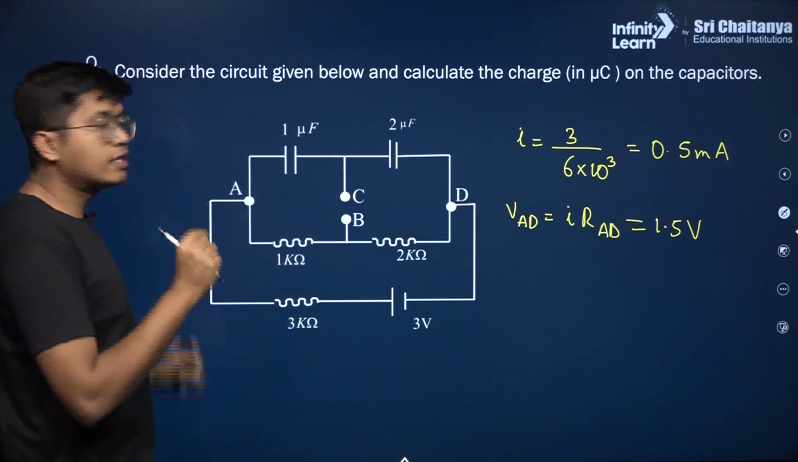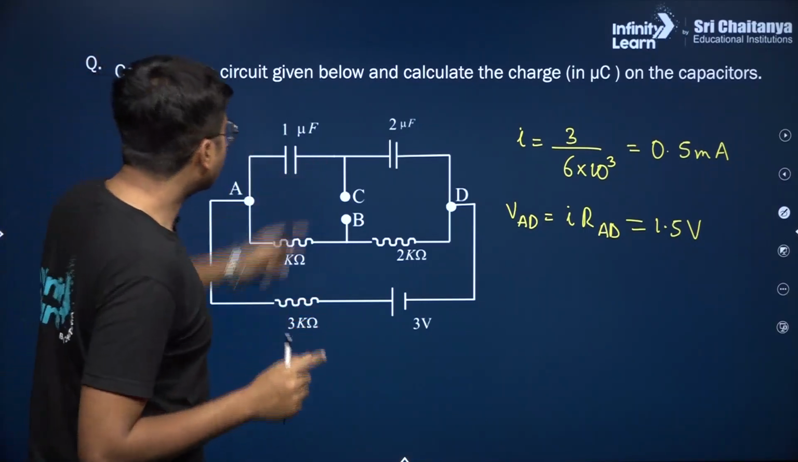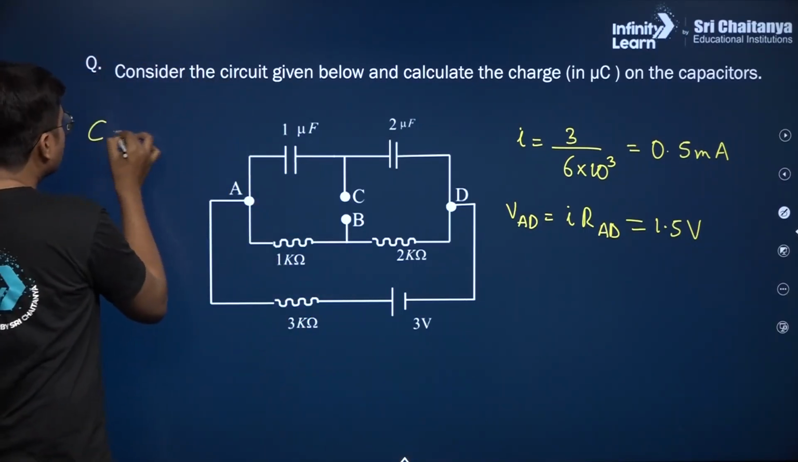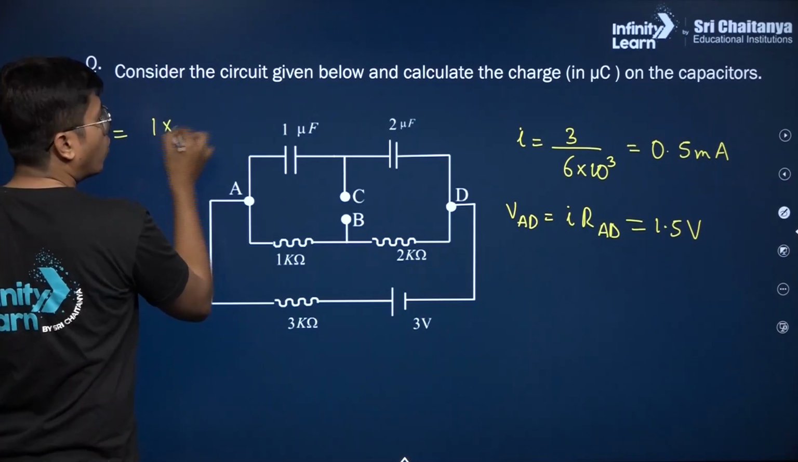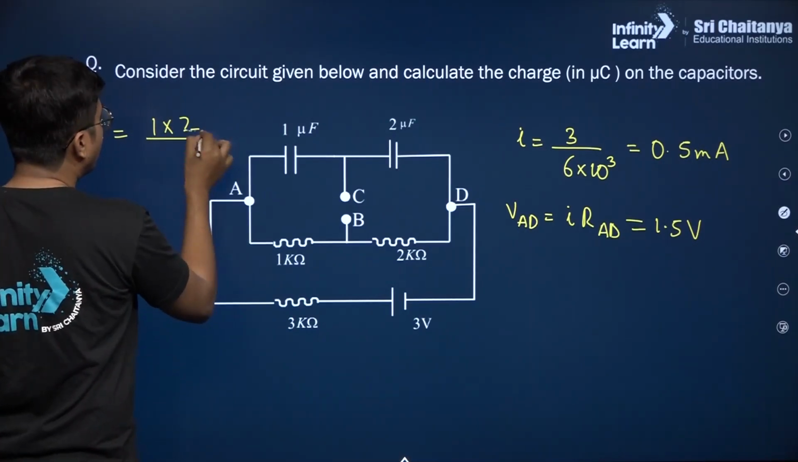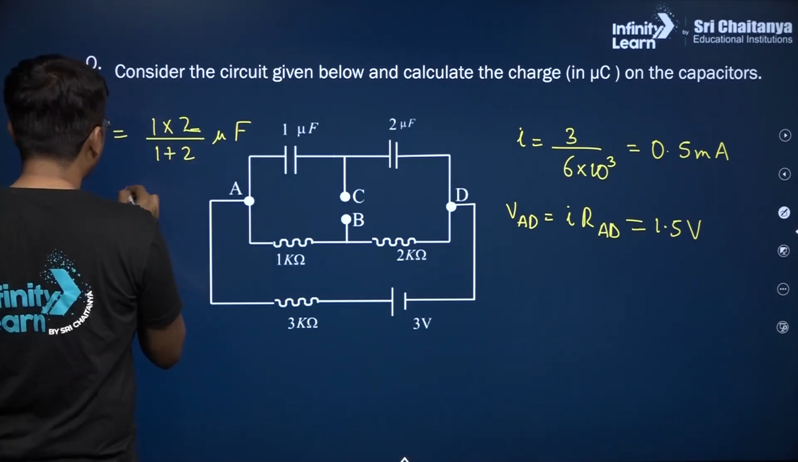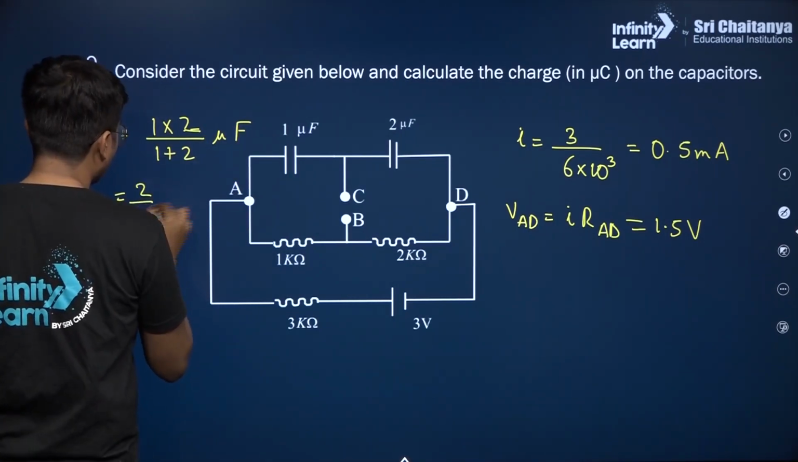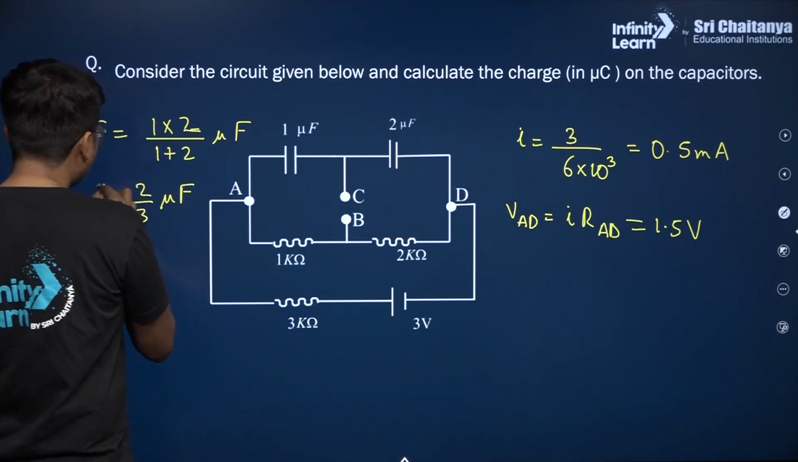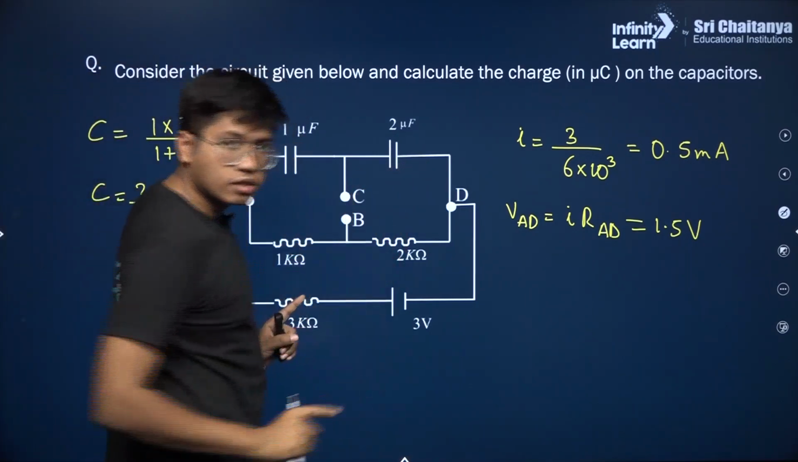So firstly, let's find the equivalent capacitance. Since they are connected in series, the equivalent capacitance C will be 1 into 2 divided by 1 plus 2 microfarad. That is 2 by 3 microfarad. That is the equivalent capacitance.